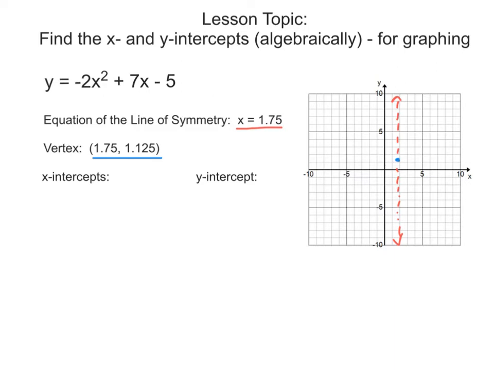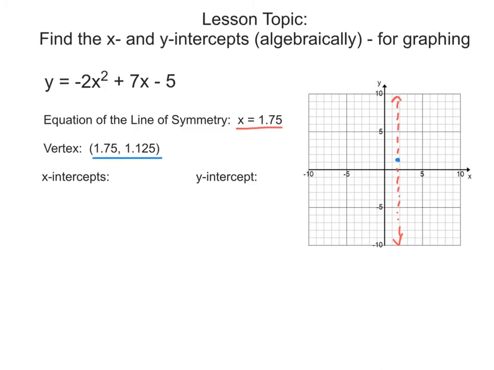So now here's the problem. We can't graph this parabola right now because we don't know how the rest of it looks. Does it open up really wide this way? Does it open down really narrow this way? Does it open even wider that way? We don't know how the parabola goes. So in order to figure that out, we're going to find our x-intercepts and our y-intercept to help us graph the parabola.